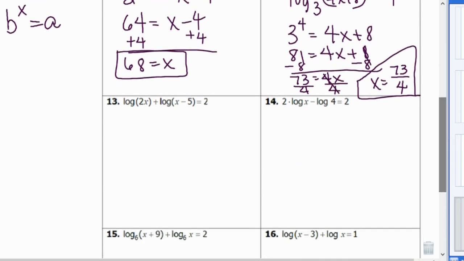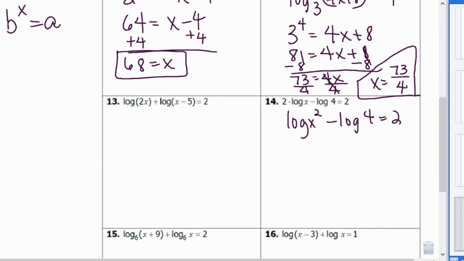Let's do one more. Let's look at example number 14. 2 times log of x minus log of 4 is equal to 2. So there's two things going on here on the left side of this equation. There's a 2 in front of the log, so I'm going to move that to the exponent. The next thing is we have 2 logs that we need to condense into 1. Now there's a minus in between, so we're going to use division.